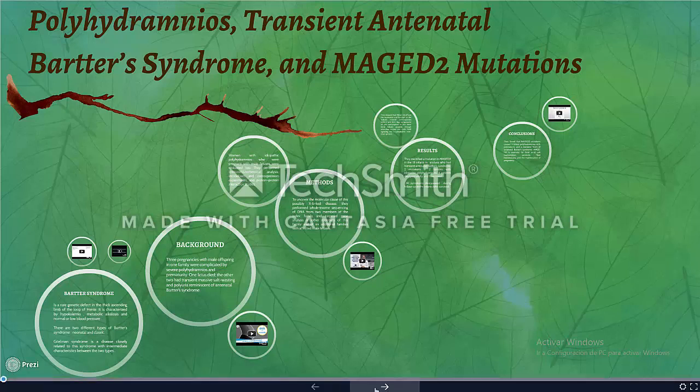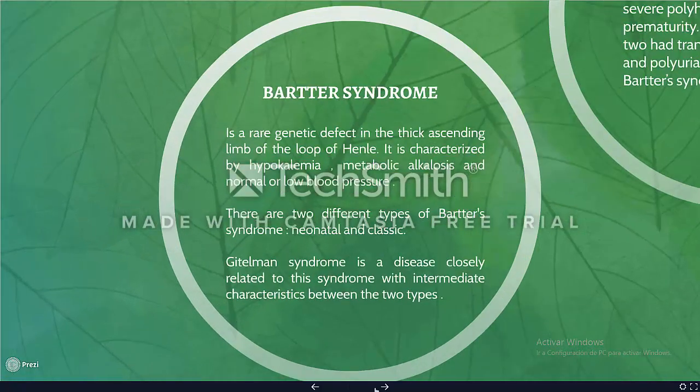I am going to talk about polyhydramnios, transient antenatal Bartter syndrome, and MAGE2 mutations. But first of all, I am going to explain what Bartter syndrome is. It is a rare genetic defect in the thick ascending limb of the loop of Henle. It is characterized by hypokalemia, metabolic alkalosis, and normal or low blood pressure.